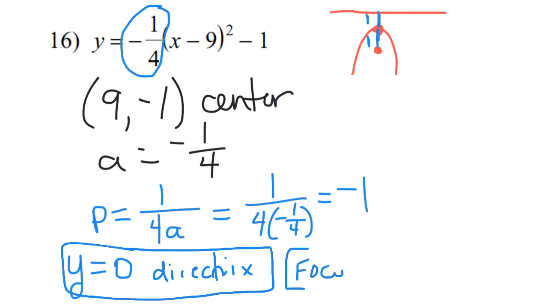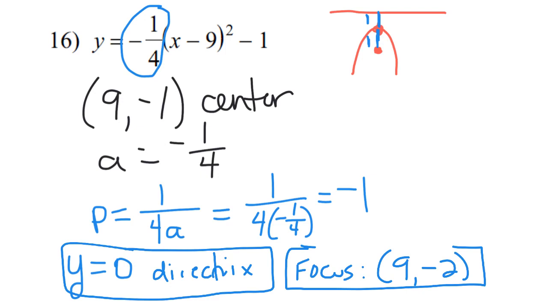So I need to make sure I write that as a point. My focus is at 9, -2. So make sure you're writing them correctly.